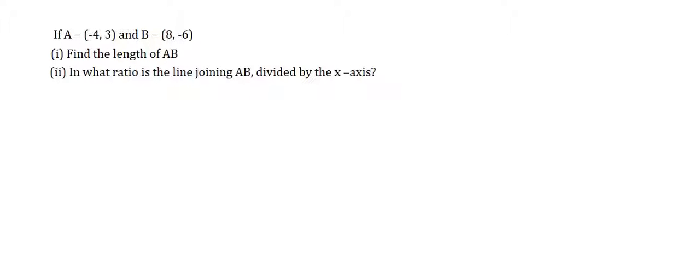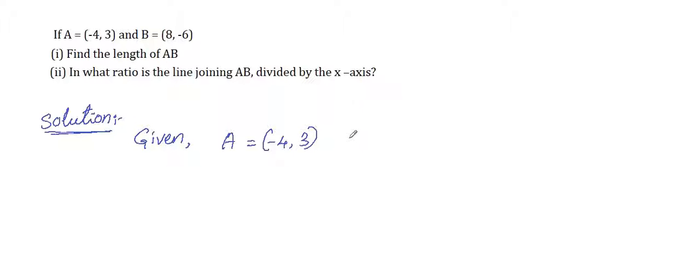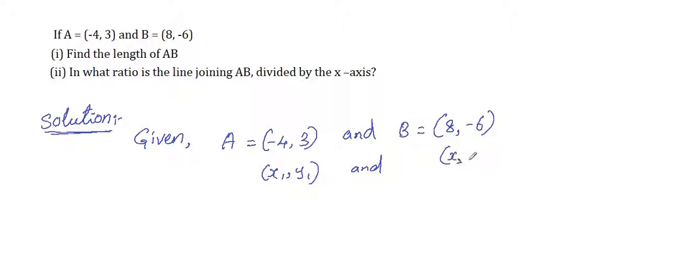Let's solve the question which I have written on the whiteboard. Coordinates of A and B are given. We need to find the length of AB and also in what ratio the line joining AB is divided if it divides on the x-axis. So given point A is (-4, 3) and point B is (8, -6). So let these points be (x1, y1) and (x2, y2).